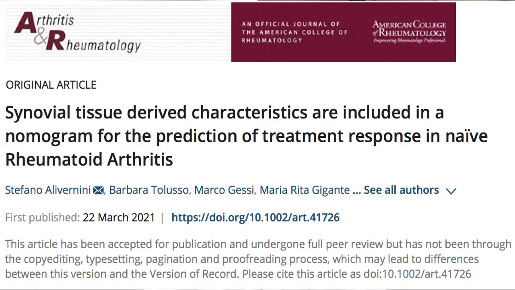So the manuscript is entitled "Synovial Tissue-Derived Characteristics Are Included in a Nomogram for the Prediction of Treatment Response in Naive Rheumatoid Arthritis." Thank you for accepting to share your results with us. We are now going to ask you a few questions about the manuscript. First, could you please tell us what was the objective of your study?